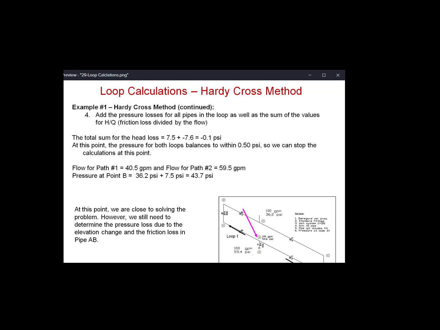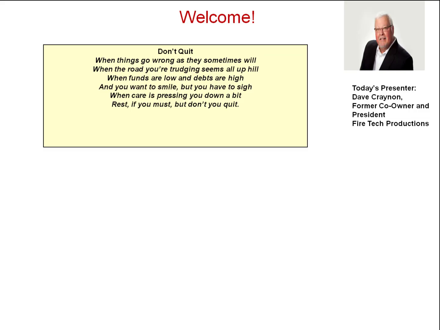Pressure at point B is equal to 36.2 psi plus 7.5 psi for a total of 43.7 psi. At this point, we are close to solving the problem. Congratulations, you have completed the loop calculations using the Hardy Cross formula.